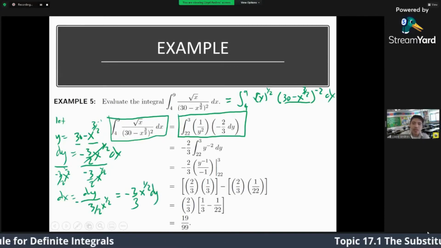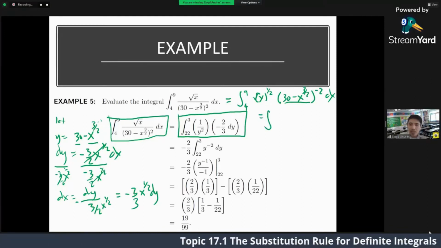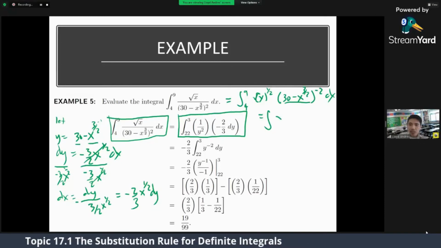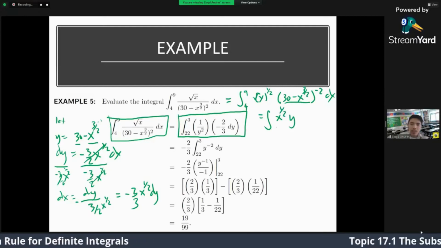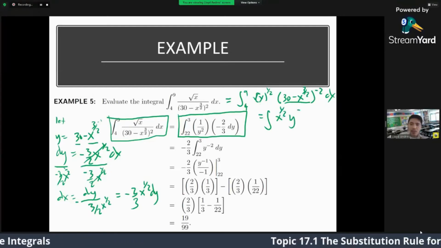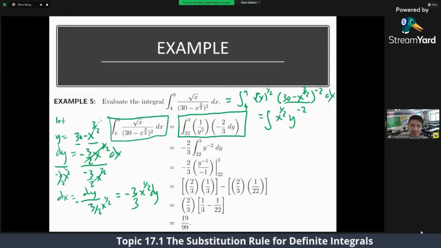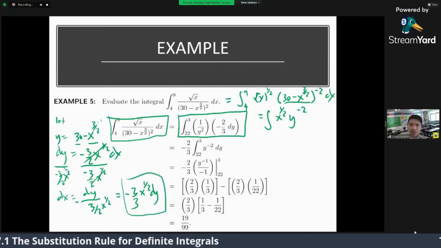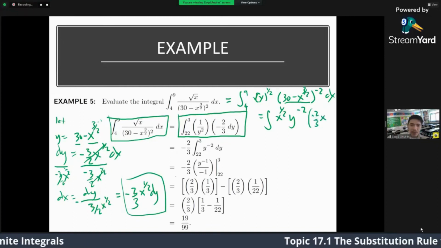So after that, pwede na ito mag-simplify ani. So, simplifying this one, kani, that's x raised to 1/2. Ang kani, mahimo na siya y, based sa atong substitution. Y raised to negative 2. Tapos, ang dx na to, kani atong i-substitute. Which is, times negative 2/3 x raised to 1/2.